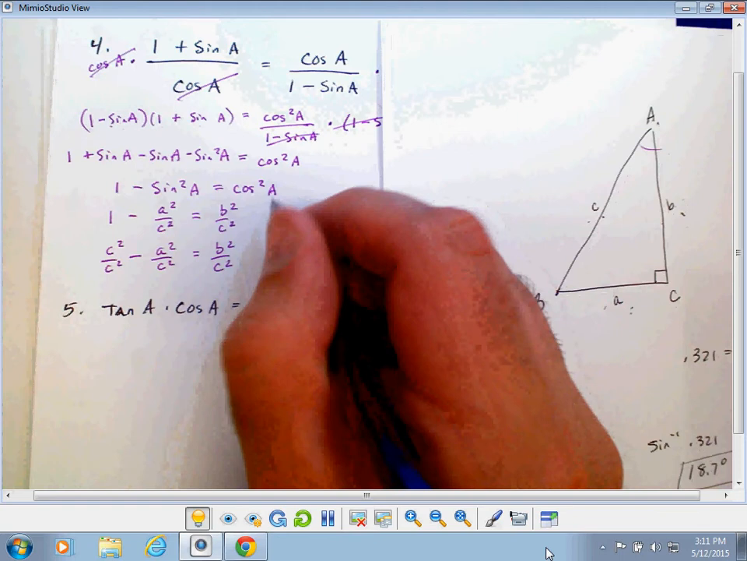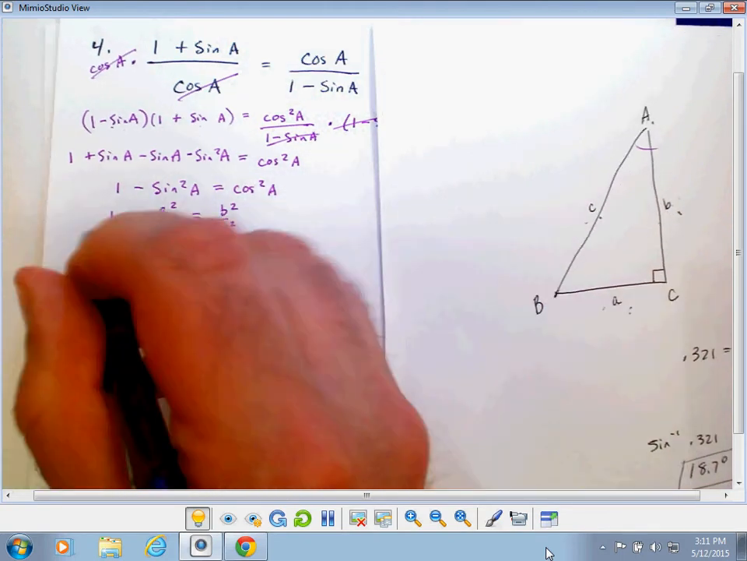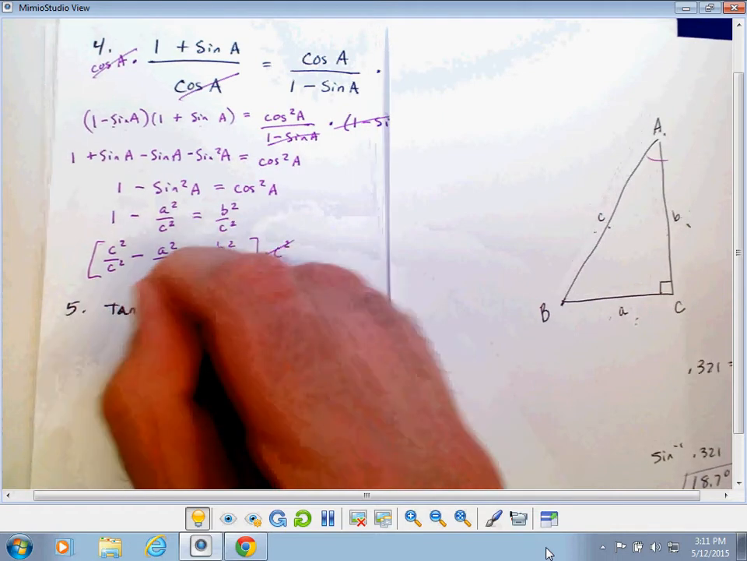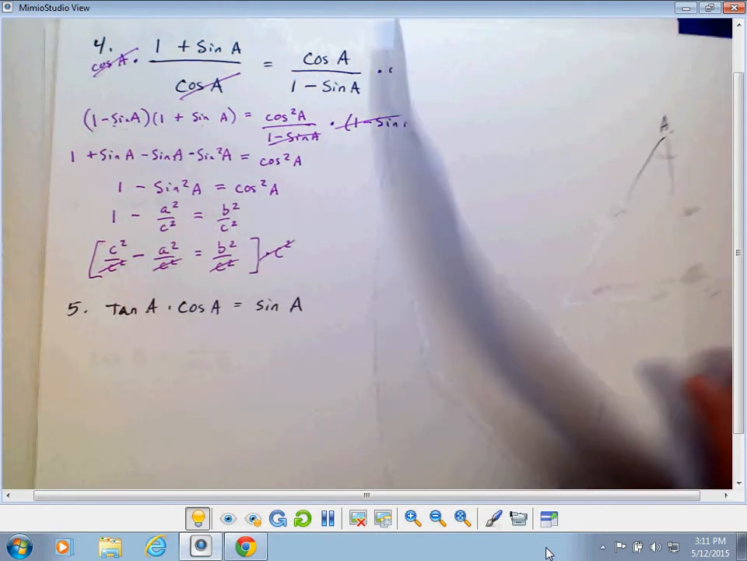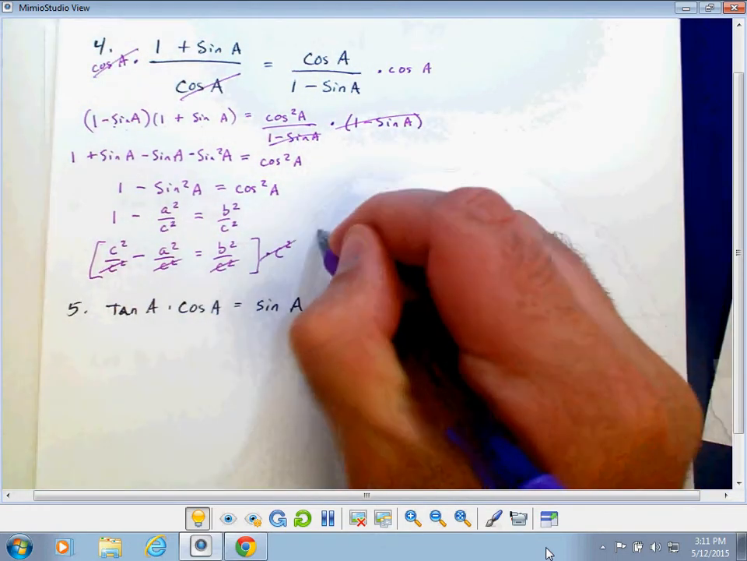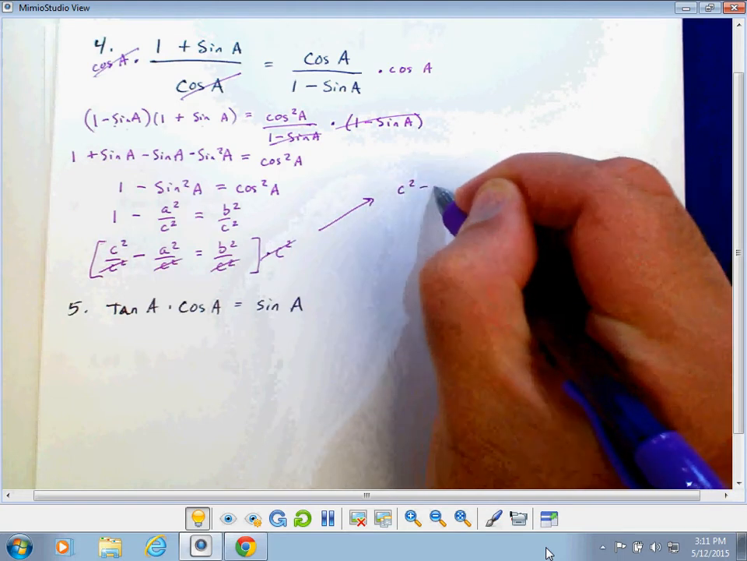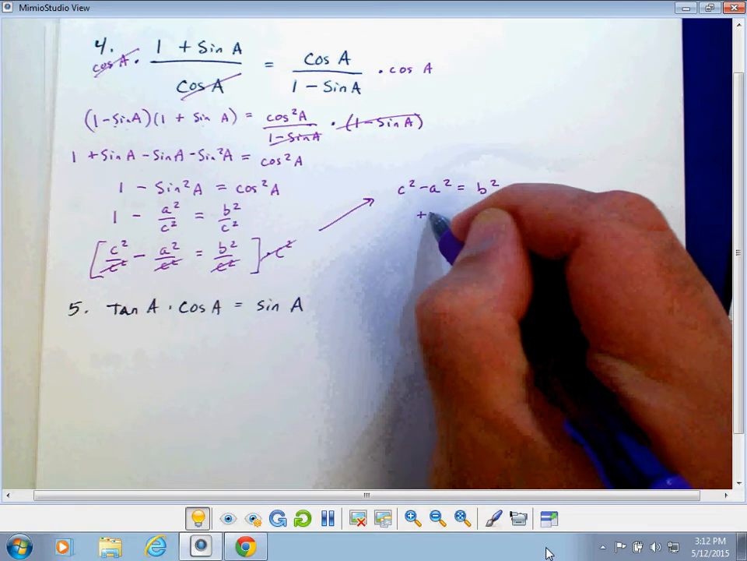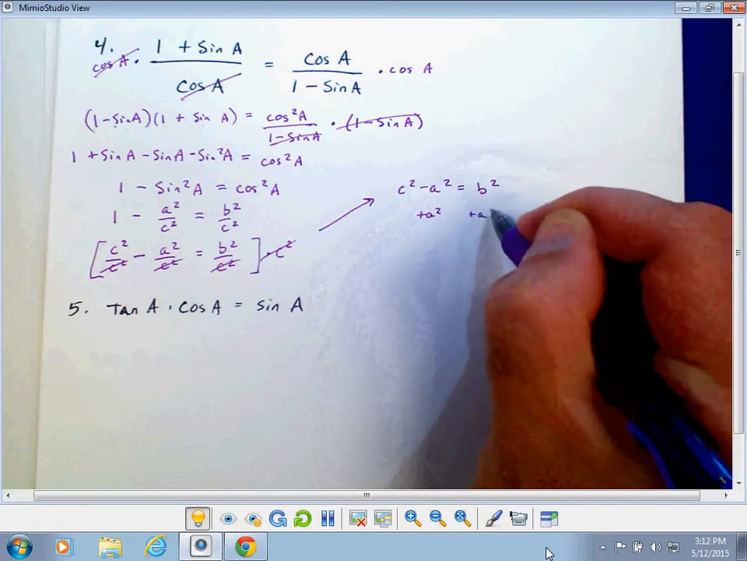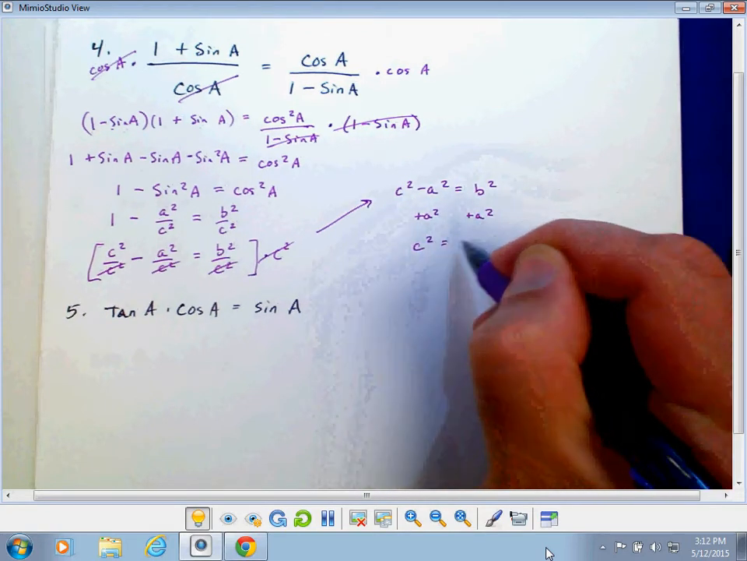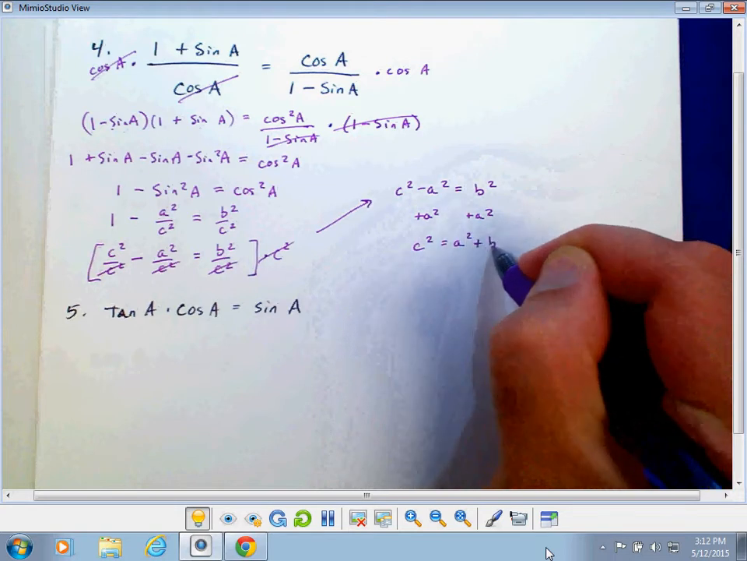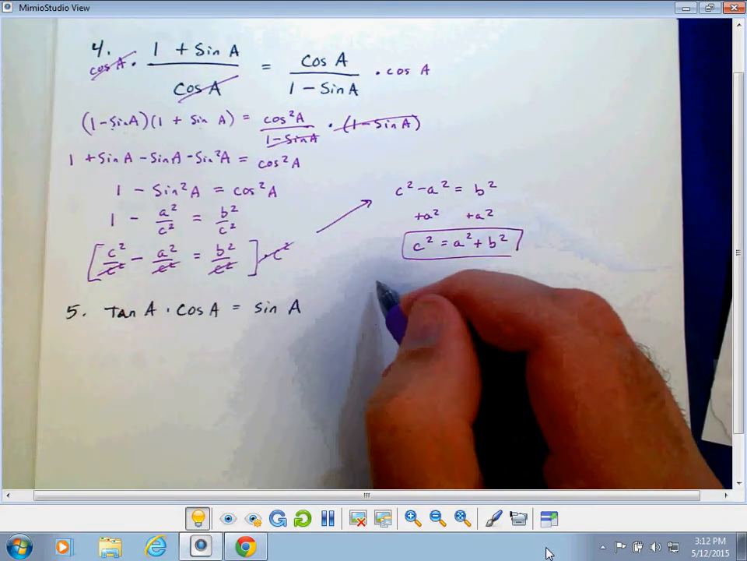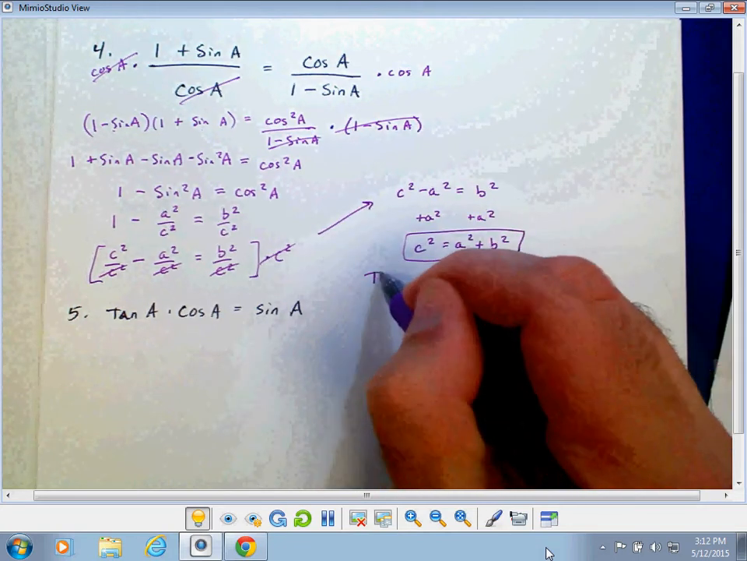Now that I have all these c squareds here, I can multiply the whole thing by c squared and allow it to cancel all of that stuff on the bottom, and I'm left with c squared minus a squared equals b squared. And if I do the last step to add a squared to both sides, I'm back to the Pythagorean theorem again, which I know is true, which means that our original thing was true.